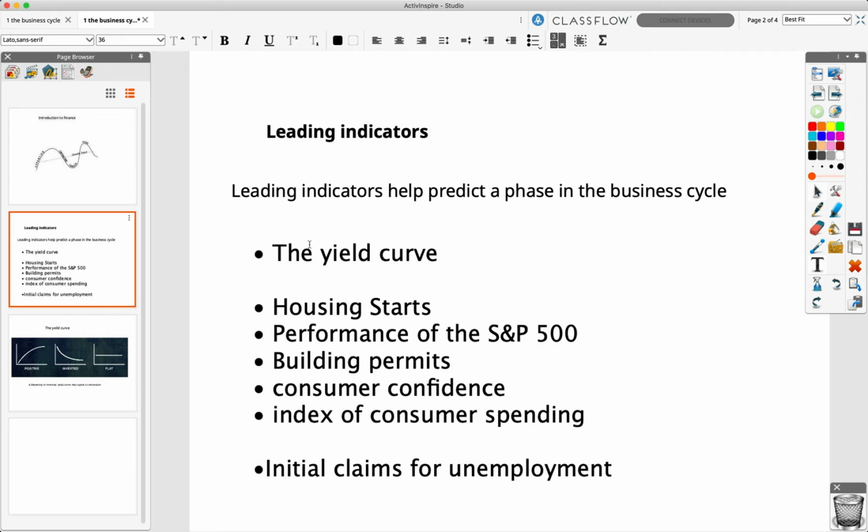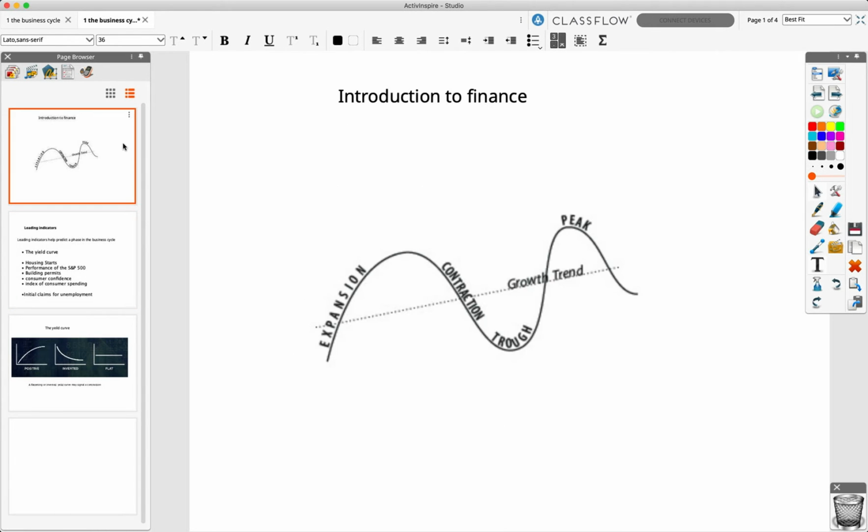If we take a look at the other leading indicators, we have housing starts, the S&P 500, building permits, consumer confidence, and index of consumer spending. Basically, if all of these show a chart that is increasing, it signals an expansion. The last one we have here is initial claims for unemployment. If this shows an increase in the charts, it signals a contraction in the business cycle. So let's go ahead and take a look at all of these charts and see if we can tell where the business cycle is going to go, if it's going to be an expansion or a contraction.